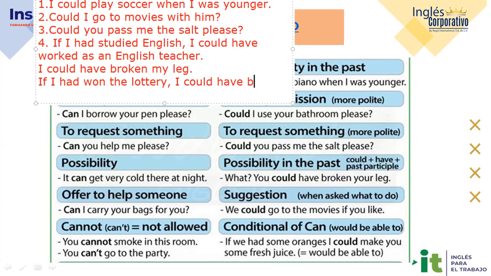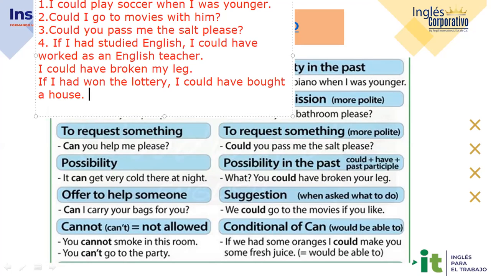Buyer. Okay, so check it again. Bought. If I had won the lottery, I could have bought a house. Si hubiera ganado la lotería, podría haber comprado una casa. Okay, so that's for an imaginary situation or a possibility in the past. Eso es lo que queremos decir cuando hablamos de una posibilidad en el pasado. Algo que hubiera pasado, que me hubiera gustado pasar. Si yo hubiera hecho tal cosa, podría haber obtenido tal cosa. Hay una consecuencia y un resultado, ¿verdad? De eso.